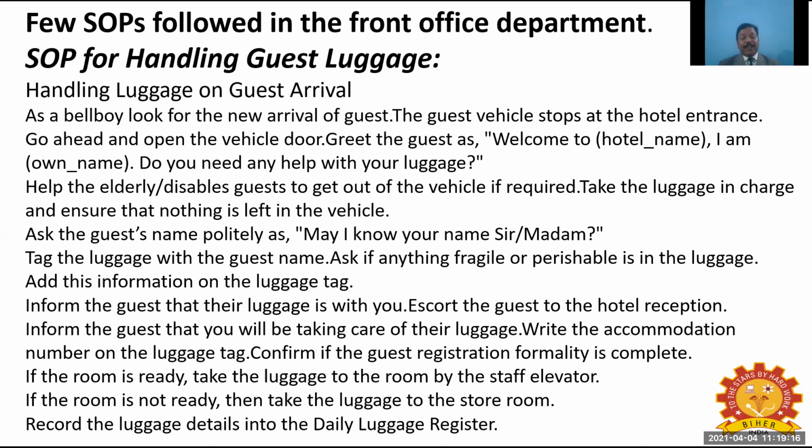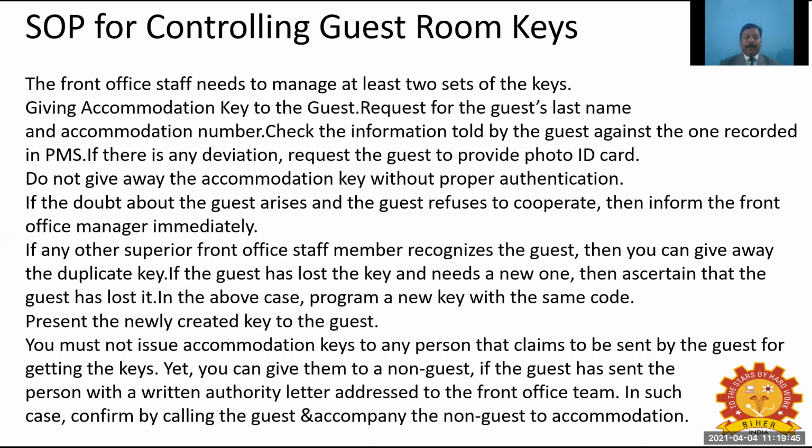Write the accommodation number, that is, your room number, on the luggage tag. The guest room number should be written on the luggage tag. Confirm if the guest registration formality is complete. If the room is ready, take the luggage to the room by the staff elevator. If the room is not ready, then take the luggage to the storeroom. Record the luggage details into the luggage register. SOP for controlling guest room keys.